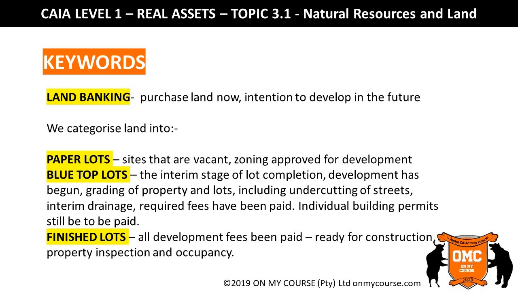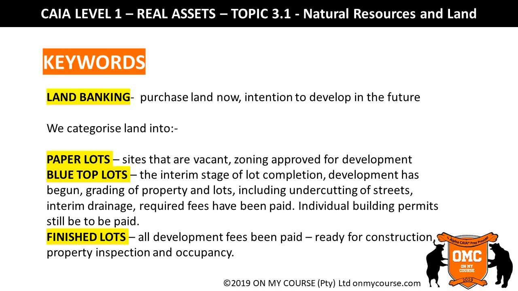So land is characterized in 3 ways. If we think of vacant land, we call it paper lots. So it's vacant lots that have been zoned and have been approved for development by the local zoning authority, but for which construction of streets, utilities, and other infrastructure has not yet commenced.